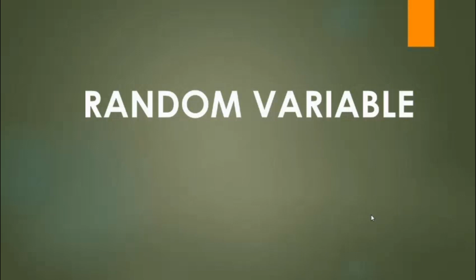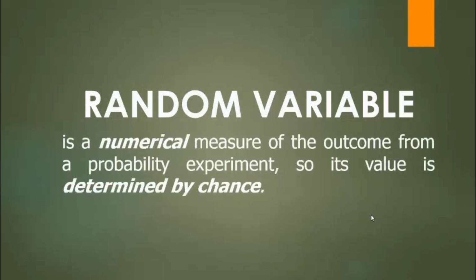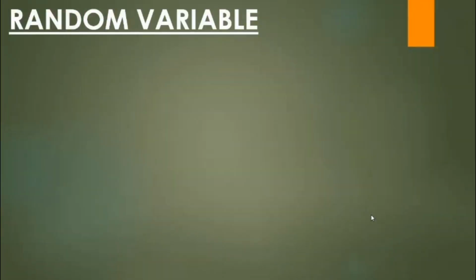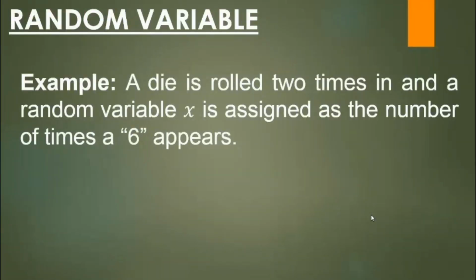What do we mean by random variable? It is a numerical measure of the outcome from a probability experiment, so its value is determined by chance. For example, a die is rolled 2 times and a random variable X is assigned as the number of times a 6 appears. So we are finding a random variable here.